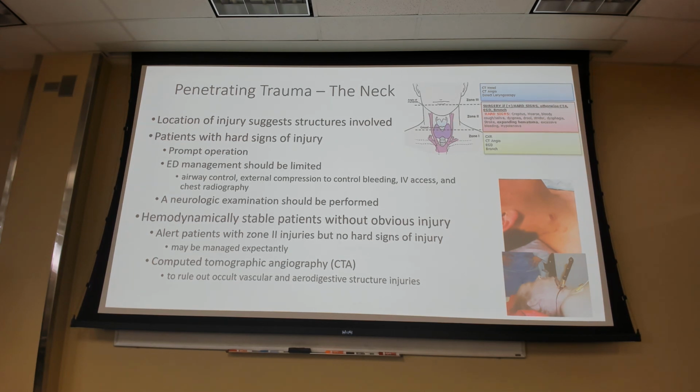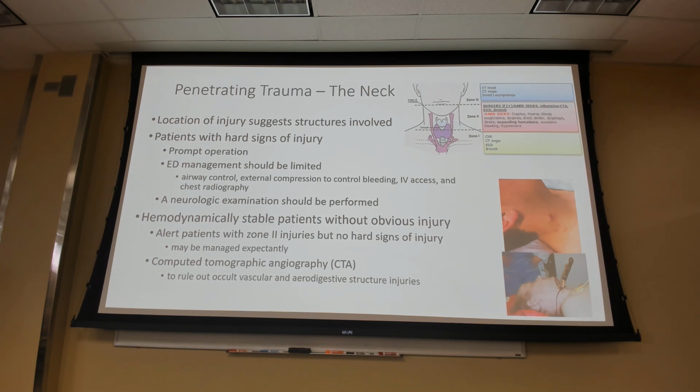But we break it down into zones 1, 2, and 3. Your zone 1 is from the thoracic outlet to the cricoid cartilage, or really, cricoid cartilage to the clavicles. Then your zone 2 is the area that's most visible, where we can typically identify any injuries to those major vessels, and that's between your cricoid and the angle of the mandible. And then zone 3 is the angle of the mandible to the base of the skull.